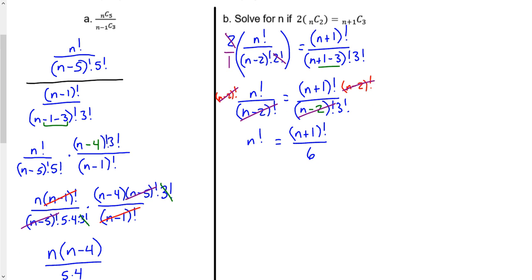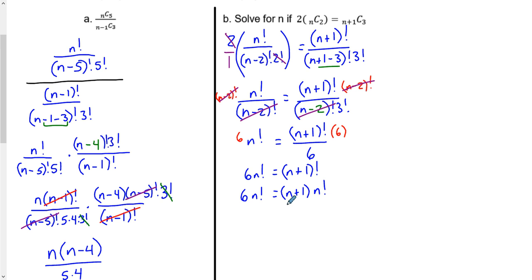Now, just like we did here, and as we've done in previous years, really you don't want to deal with fractions as long as you can get rid of them. So we're going to just multiply both sides by 6. So we're going to have 6 n factorial equaling n plus 1 factorial. And let's further simplify. The bigger number between n and n plus 1 would be n plus 1. So 6 n factorial, n plus 1. 1 lower than n plus 1 would just be n.